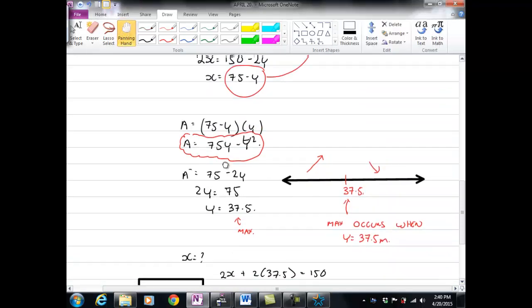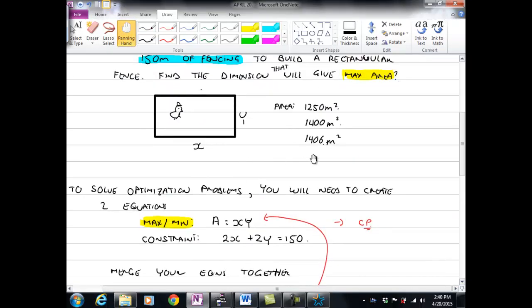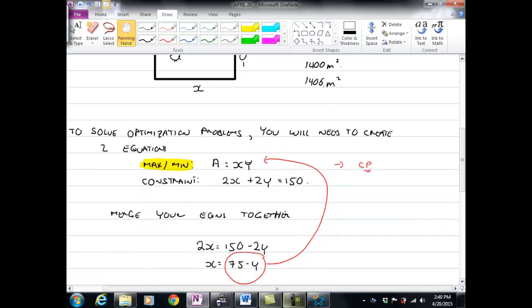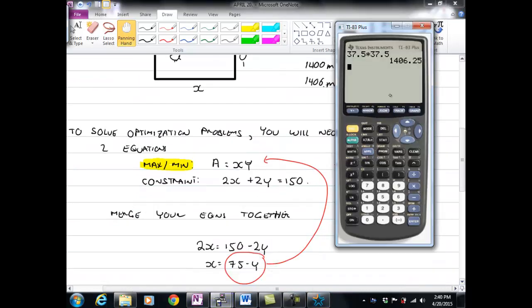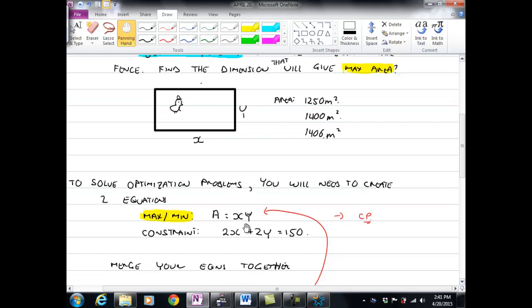So your guess, yeah, that's a potato. So your guess was 1406. I beat you out by 0.25. It had to be 37.5. So that is the power of calculus, guys.